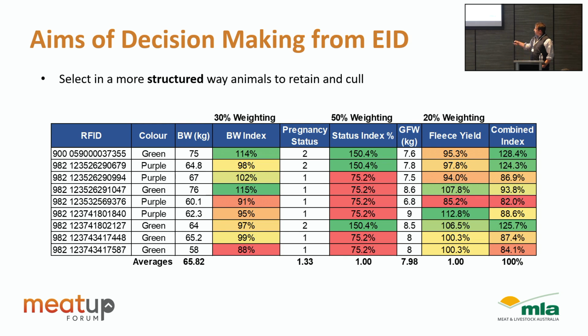So using the EID data, we can understand which ones are the highest performers throughout the enterprise and select ewes to maintain in our system based on those. And that's how we do it with a lot of multi-traits and throughout the generations, throughout the years of the ewe.